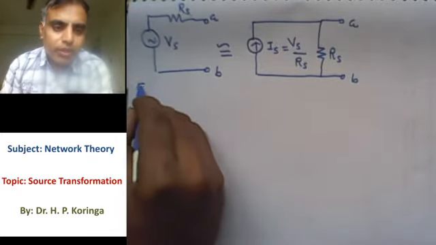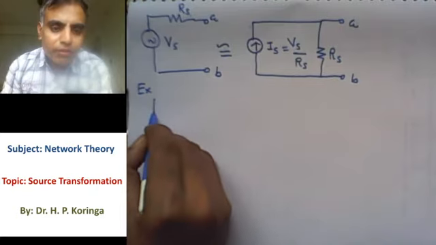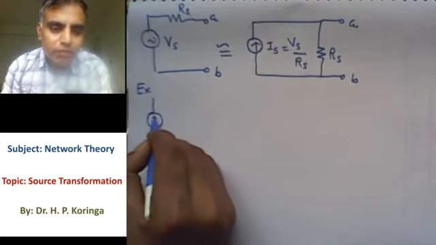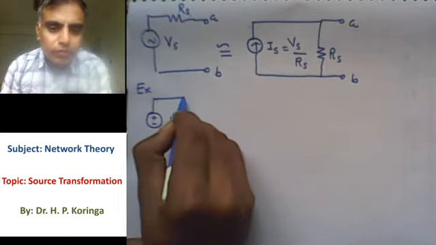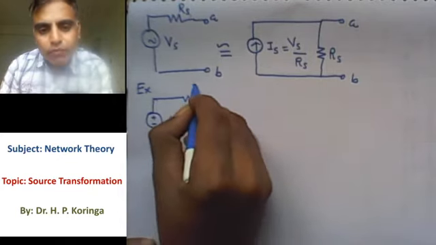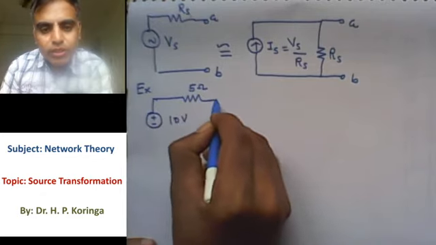Let's take an example. Suppose we have one circuit which has a 10 volt voltage source and 5 ohm series resistance.